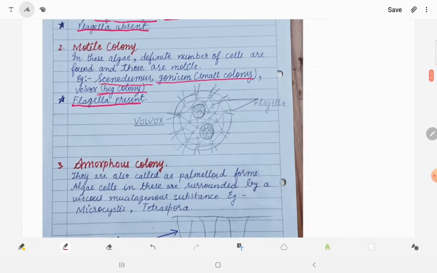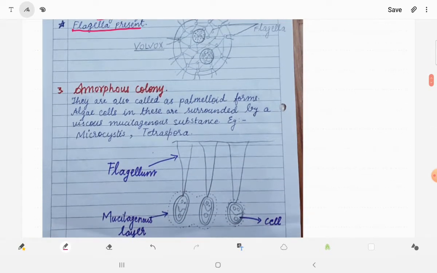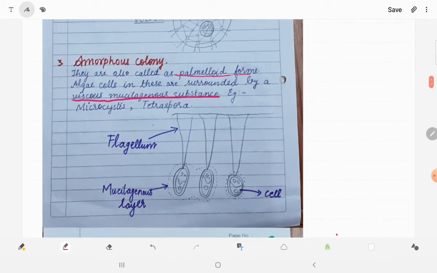Now we move to the third type, the amorphous colony. They are also called as palmelloid forms. This is very important. They are called as palmelloid forms. Algae cells in these are surrounded by a viscous mucilaginous substance. You can see the cells are present, the flagella is present, and the mucilaginous layer around the cells is also present. Examples are Microcystis and Tetraspora.